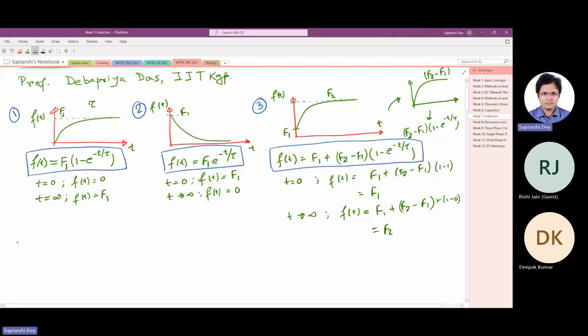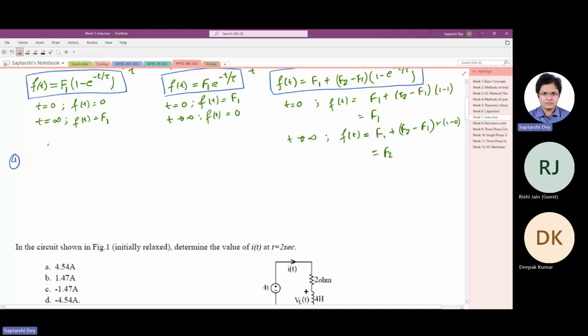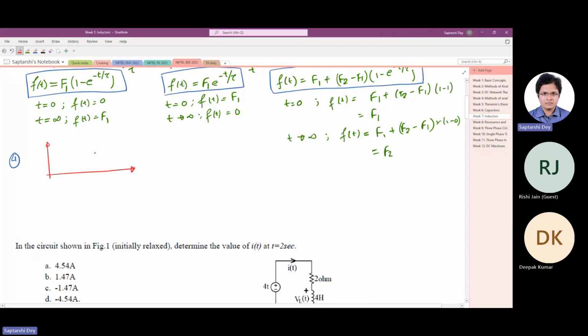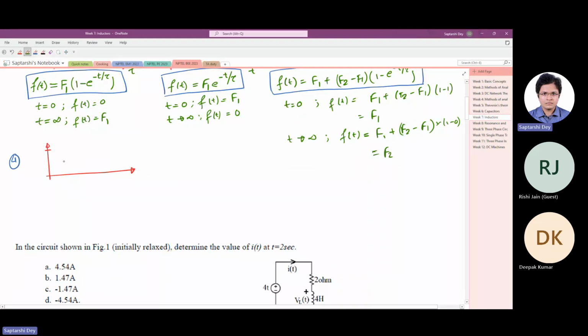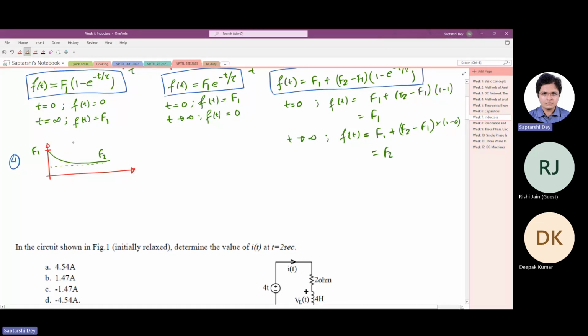Now similarly, if I write case 4, we'll just look at the decay. It decays from some value but doesn't reach zero. It started decaying from f1, but it becomes steady at f2. It can happen in some cases, right? And the time constant is again tau.